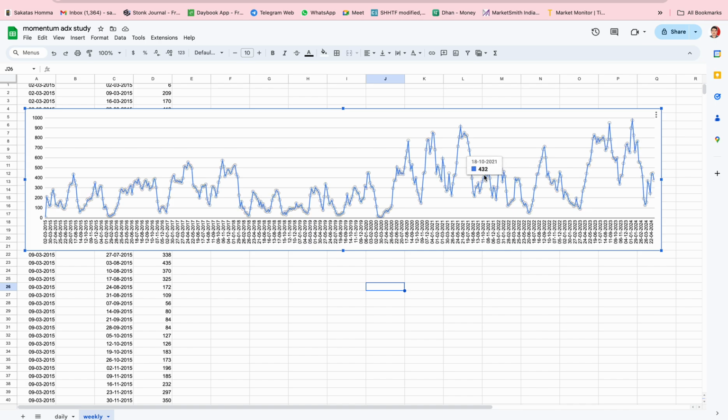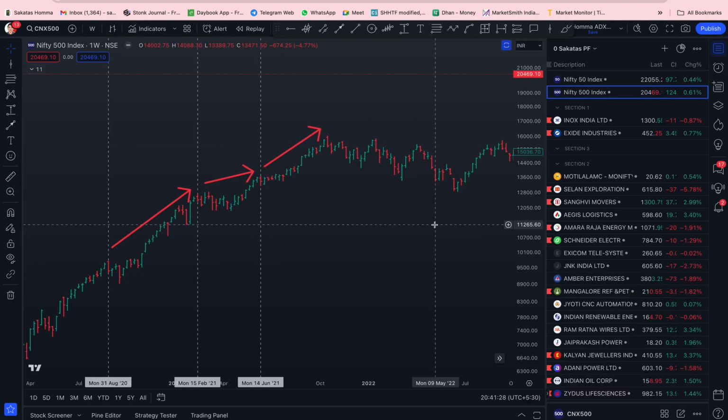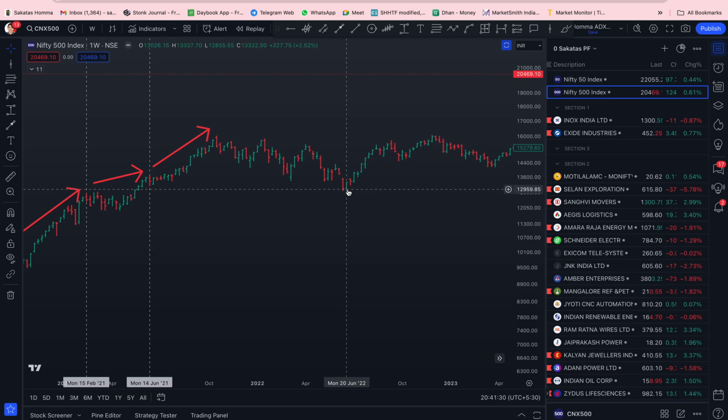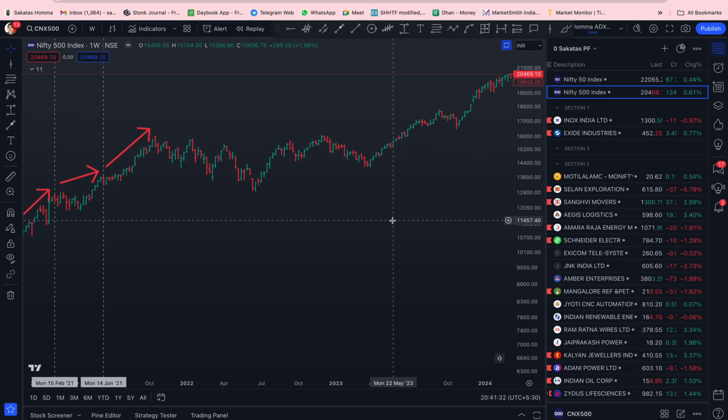18th October 2021, the momentum is almost half, 432, whereas this top had 912. This is a hugely bearish divergence. All right. And then subsequently, we also had a phase where the markets went sideways, or you can say a downtrend or whatever. Okay.